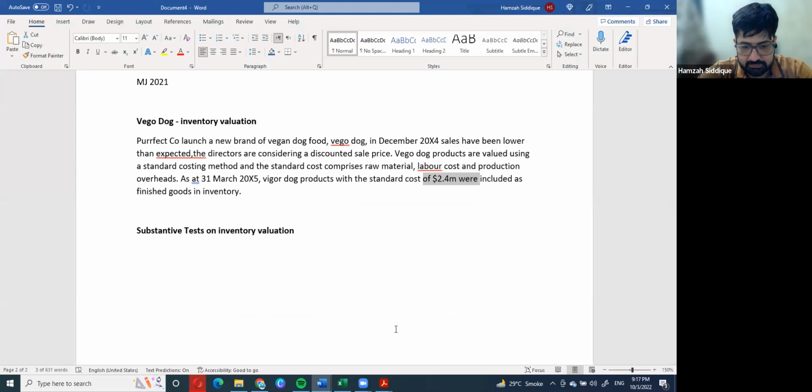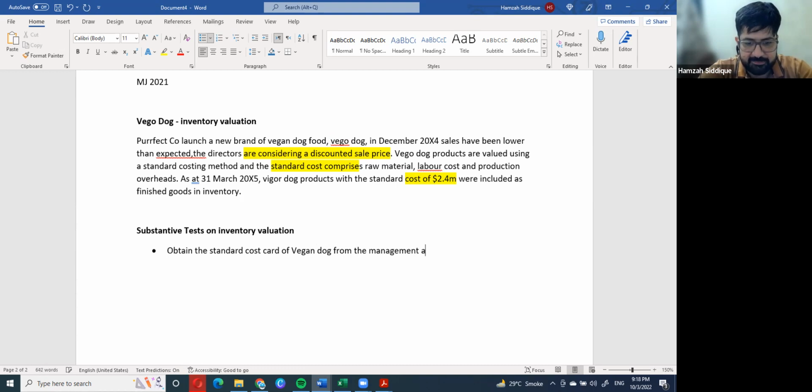Now, students, the point is inventory valuation. Here is the 2.4 million. The point is, they are considering this as the indication of NRV, and standard cost. Let us start. First of all, obtain the standard cost card of Vegan Dog from the management and review it, recalculating to verify its arithmetical accuracy.